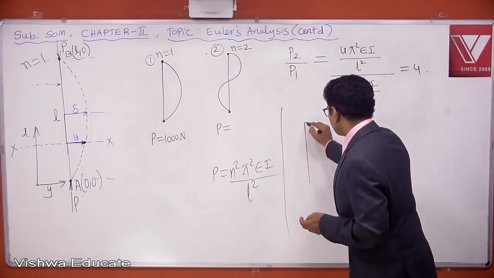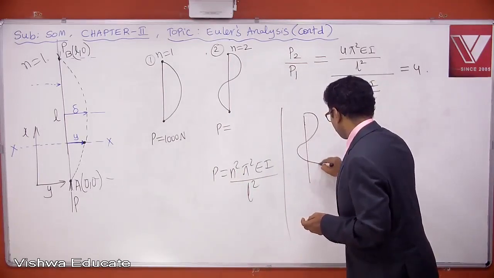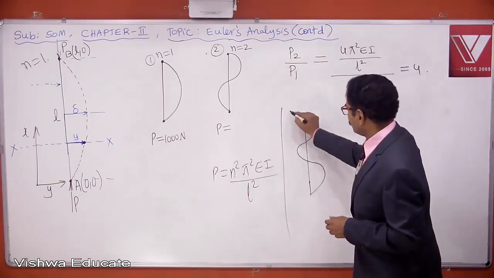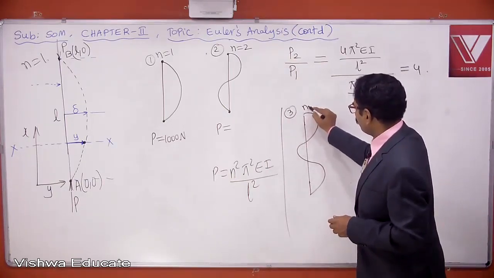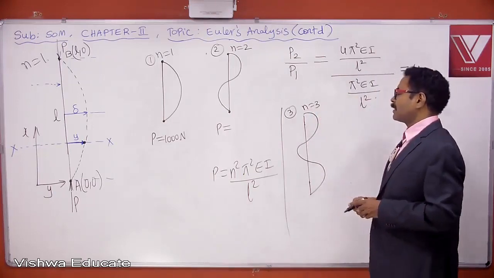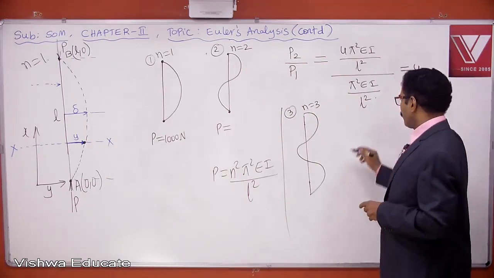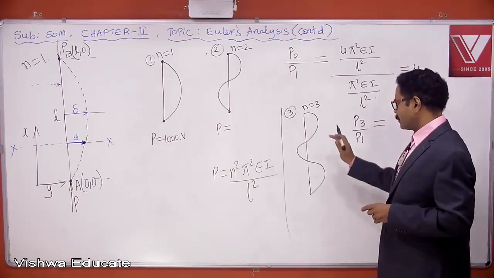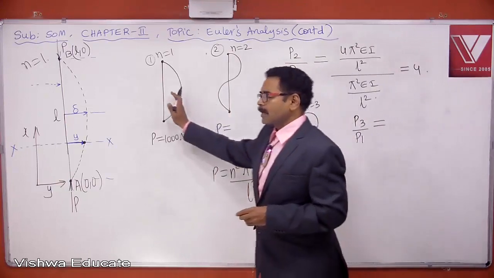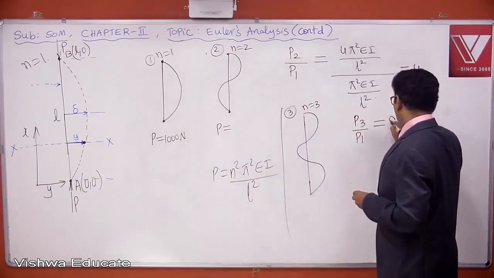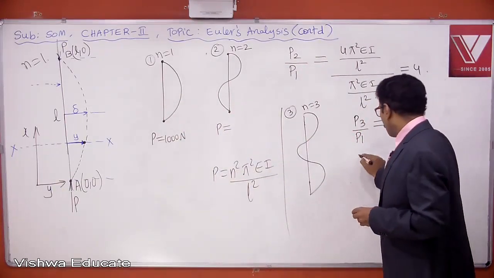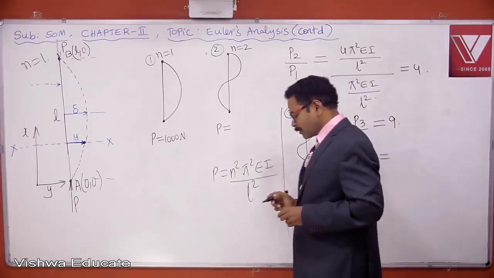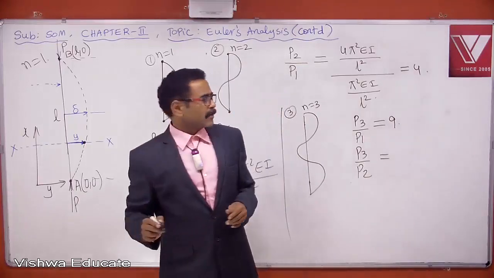In the coming GATE exam, they may try like this. A column is buckling like this. Maybe this is the third column. Mode number is 3. What is P3 by P1? Euler's critical load of this column by Euler's critical load of this column is 9 times. What is P3 by P2? Euler's critical load of the third column by Euler's critical load of the second column.